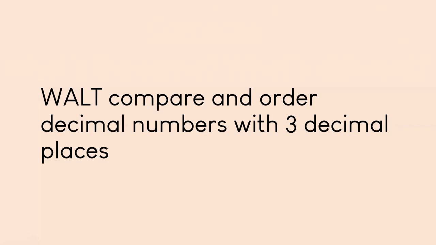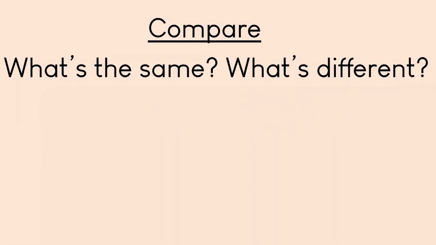Okay, today's objective is we are learning to compare and order decimal numbers with 3 decimal places. That means we're looking at numbers with tenths, hundredths, and thousandths. All right, so let's get started.